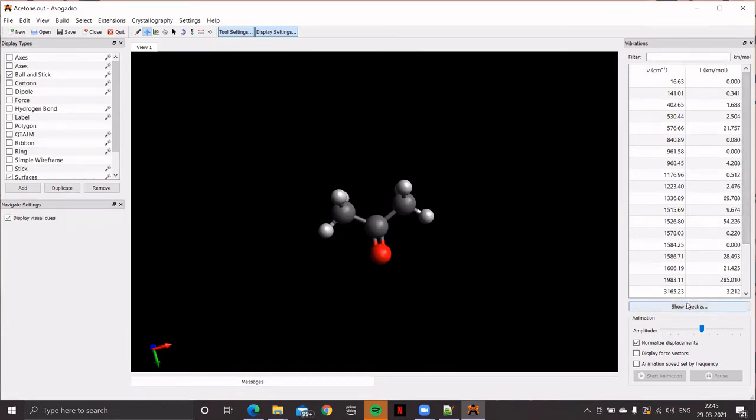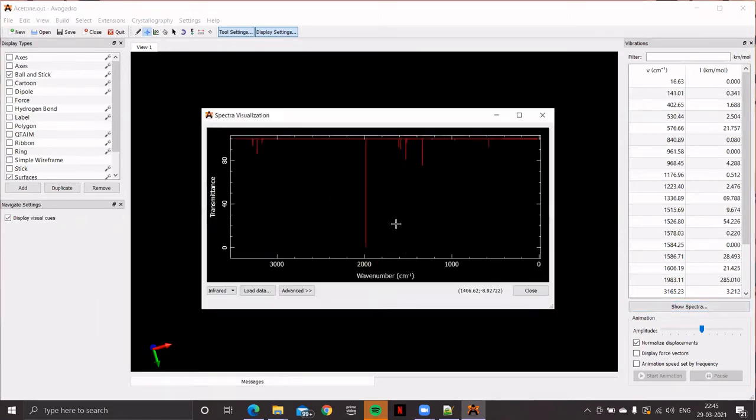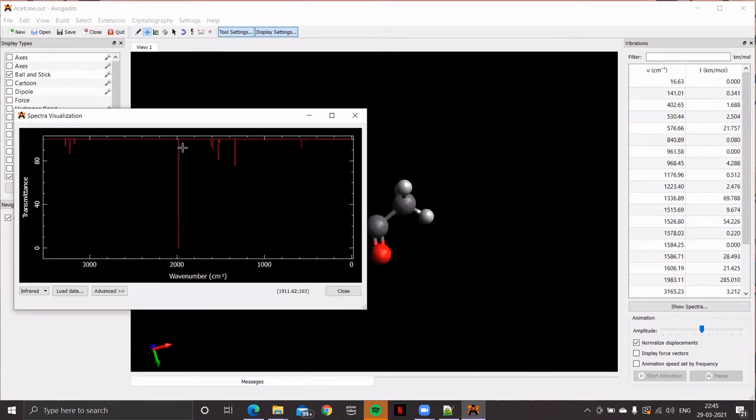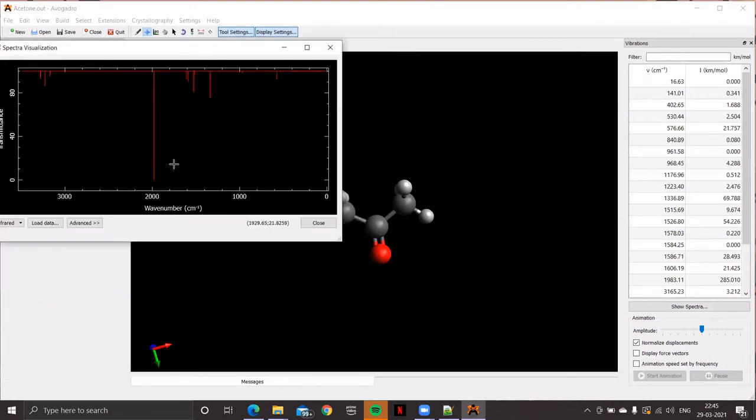And if you click on show spectrum, you get that spectrum. But surprisingly, the peak corresponding to the maximum intensity is somewhere between 1900 to 2000 centimeter inverse. Let me see what that peak corresponds to. So that's this one. If I go downward, this is the one with the maximum intensity.